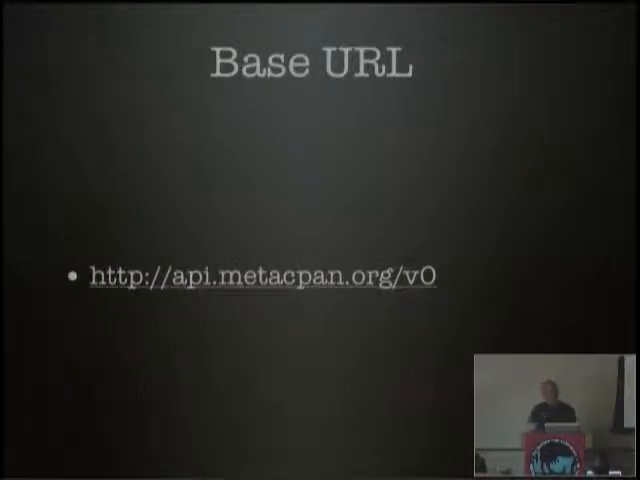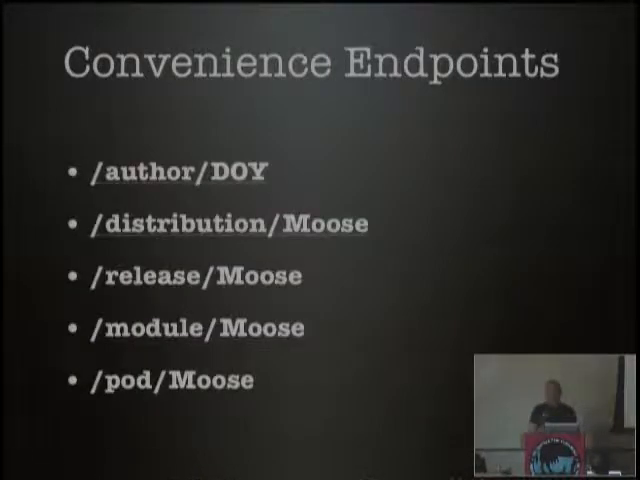Now, if you actually just want to hit the API directly, this will be the URL that you use. We've got versioning in place. It does not do anything right now, but at some point it probably will, so you may just want to protect yourself and put in a version number in there. Now, what we've created are these convenience endpoints that make things really easy to get out of the API. So if you want to get DOI's author information, just go to that base URL, add author/DOI, and then you'll get what you need.